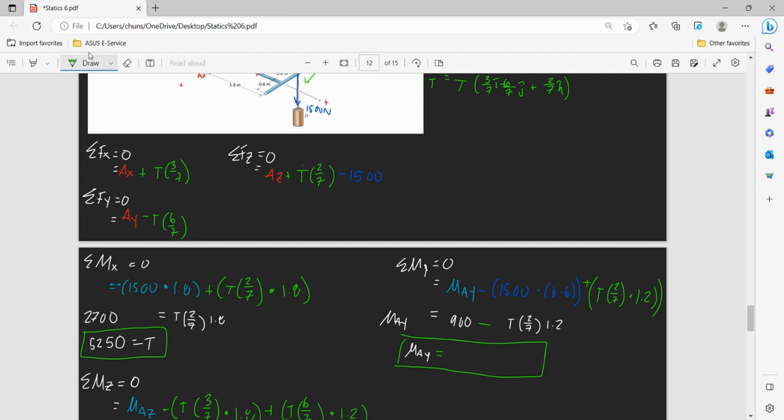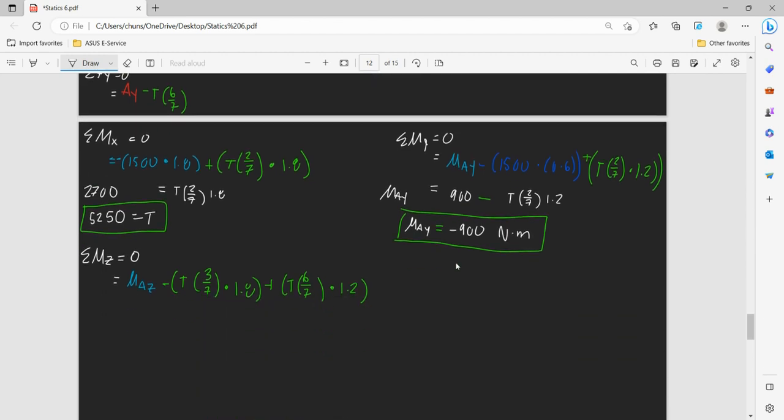So this equals, so it's 900 minus our T. So this is 5,250 times 2 over 7 times 1.2. And this is negative 900. There we go. It's negative 900. So this means this is going to be clockwise. So I'm just going to leave it like that.